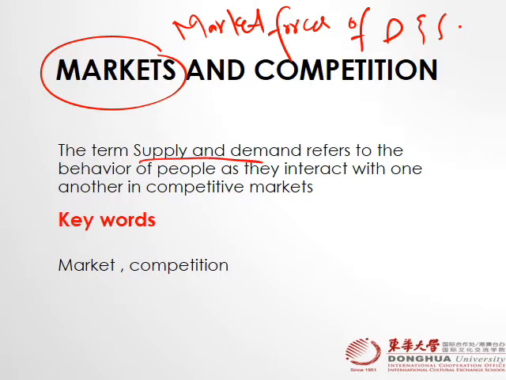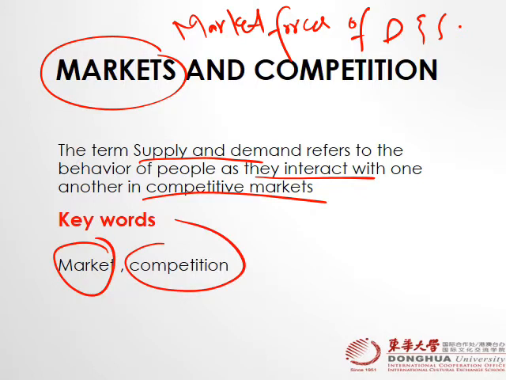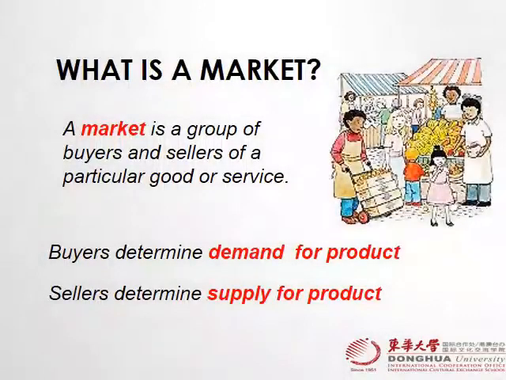The term supply and demand refers to the behavior of people as they interact with one another in competitive markets. There are two words here that are more important, that is market and competition. Let's explore them. The market is a group of buyers and sellers of particular goods or services. That is the place where there are many buyers and many sellers, and they are exchanging goods and services.